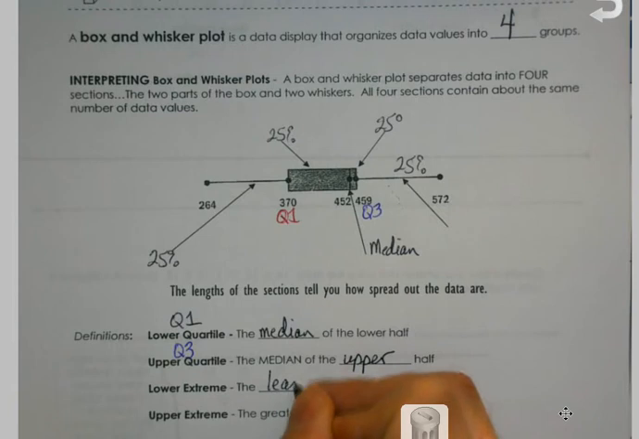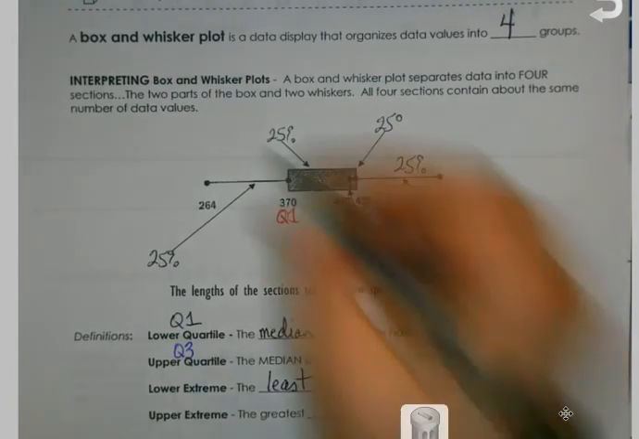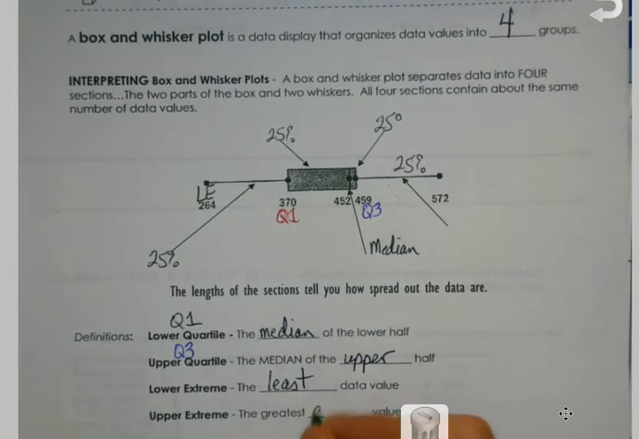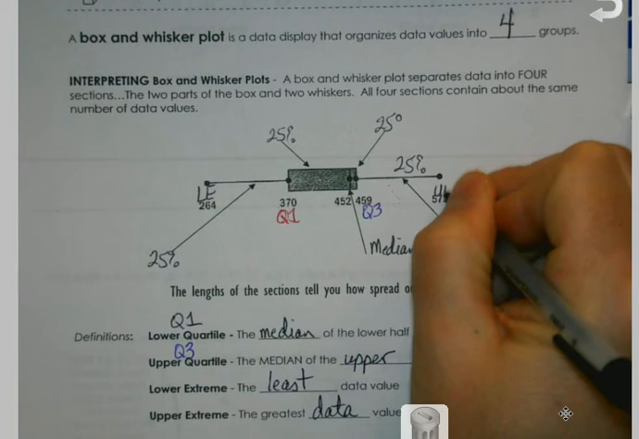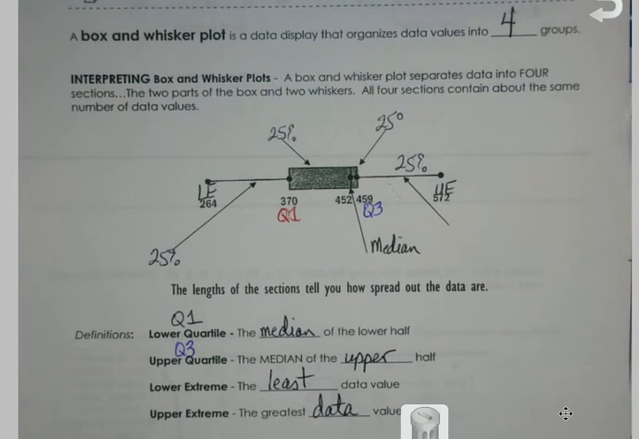My lower extreme is my least valued data. So this would be my lower extreme, the 264. And my greatest data value would be my upper extreme, which in this case would be the 572, because that's the biggest number I see anywhere on the graph. So it's just going to take some time to get used to the names of things. But the process really isn't that bad once you get used to it.